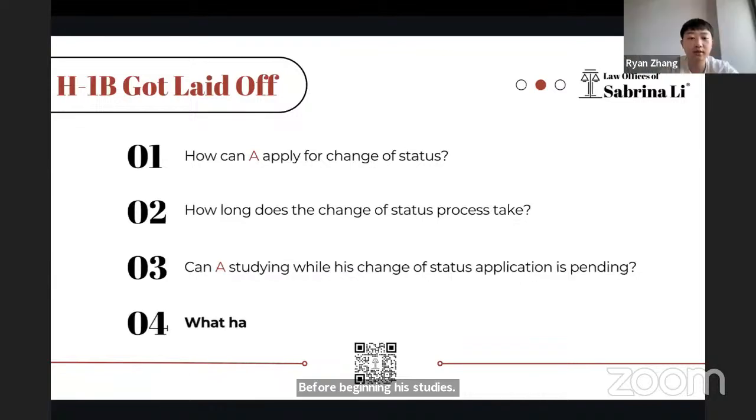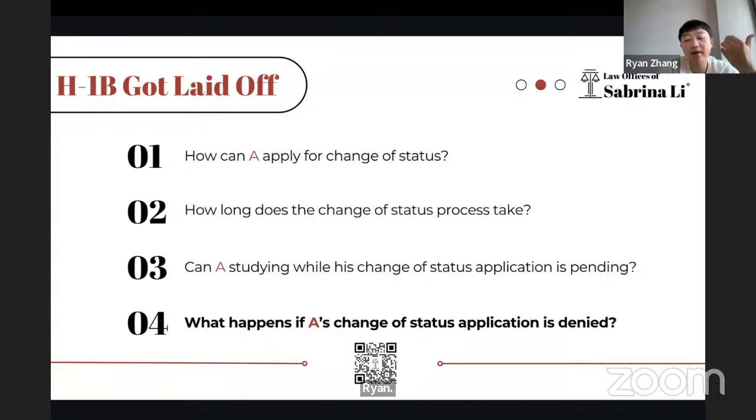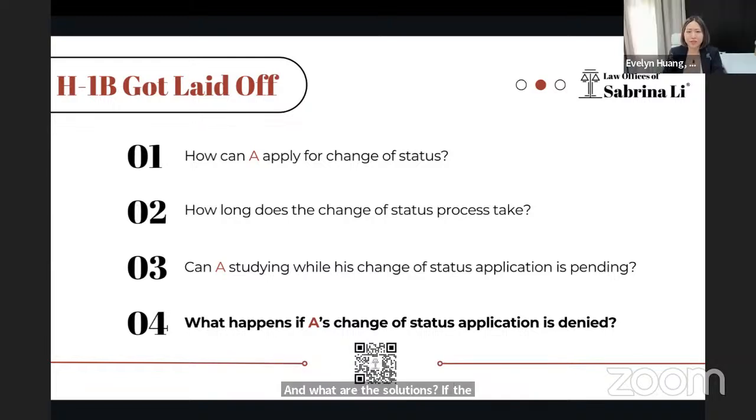All right, sounds good. And then the next question is, what happens if this person's application is denied? Sometimes this kind of situation does happen. What are the solutions if the application is denied? If this person's application is denied, then he will be considered out of status and will begin to accrue unlawful presence from the date of the denial. We all know it's very important to maintain lawful status if you want to continue staying in the States and possibly apply for other immigration benefits.